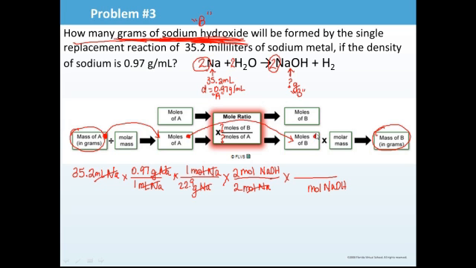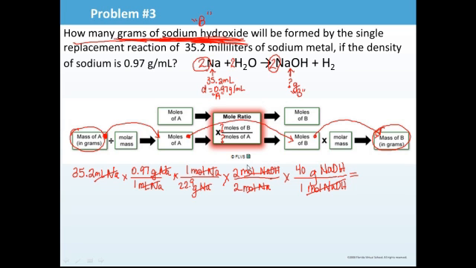Once I have moles of B, I can now convert to mass of B by multiplying by the molar mass of that chemical. Notice it's the same chemical. Molar mass is always of 1 mole. So we look up on the periodic table. We add up the mass of 1 sodium, 1 hydrogen, and 1 oxygen, and we get roughly 40. My moles of sodium hydroxide unit cancels. I'm left with grams of sodium hydroxide, which is what the problem was asking for. Therefore, we're done. And voila, put an equal sign.